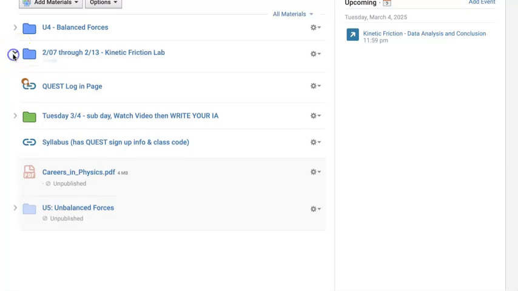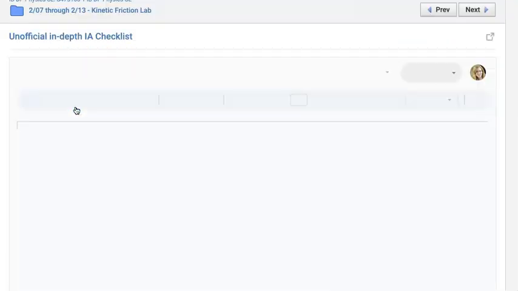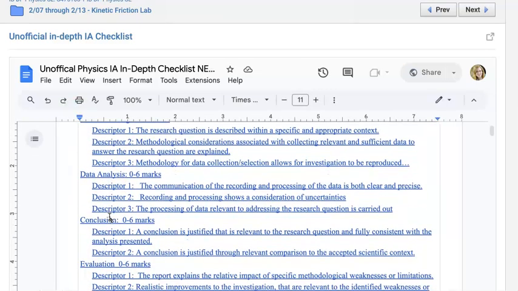And then lastly, I just wanted to point out that again, I have this rubric from IB that you can use, and I have an in-depth checklist from me and other IB physics teachers that is very in-depth, but if you're like, man, I want lots of detail, this has it, and you should use it to help you write your IA.